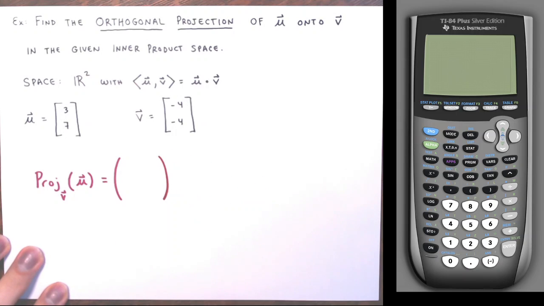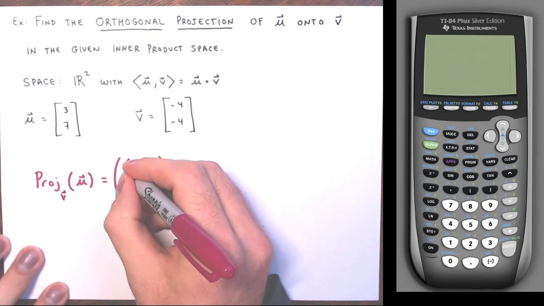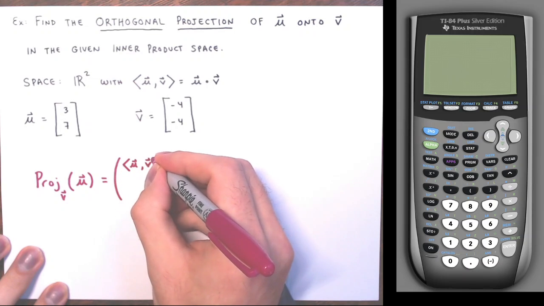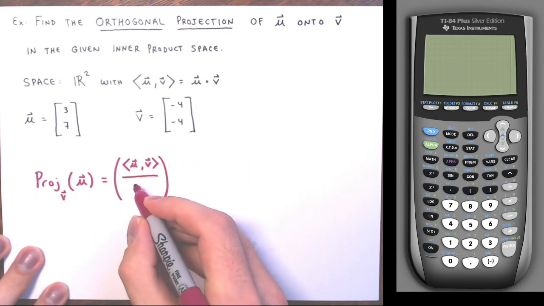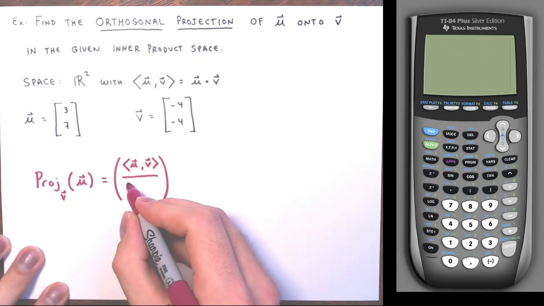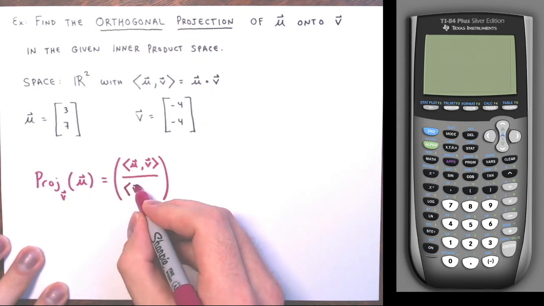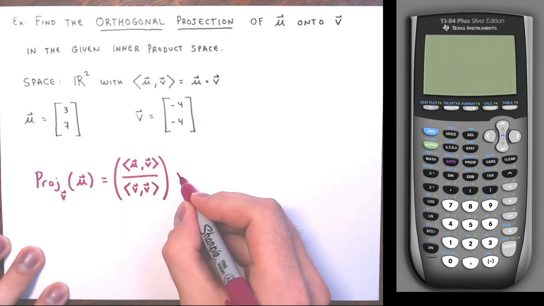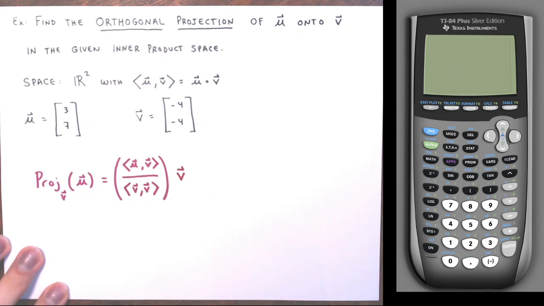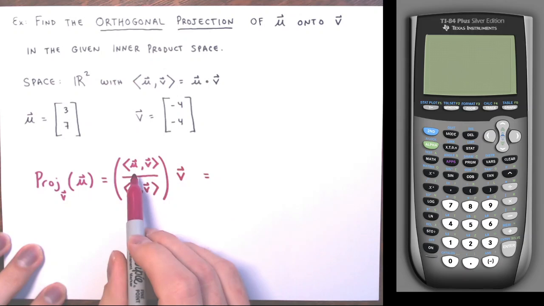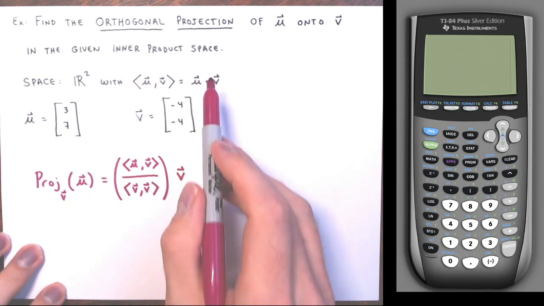You'll be on the same line as V, and that scalar is, the numerator is the inner product of U with V, divided by the norm of V squared, the length of the vector you're projecting onto squared, or the inner product of V with V. All right, that scalar multiple of V. So let's see what we get here. Now remember, the inner product is just the dot product.